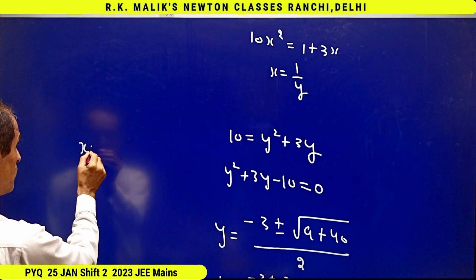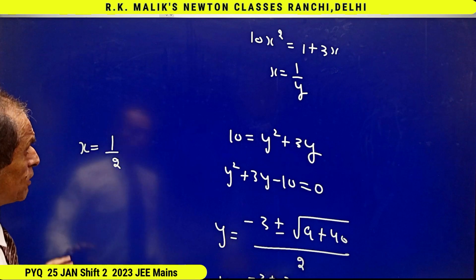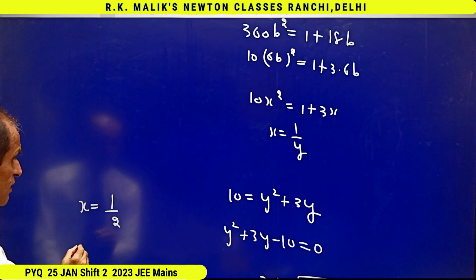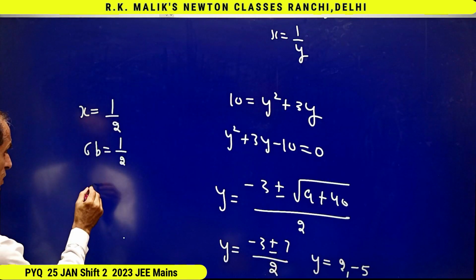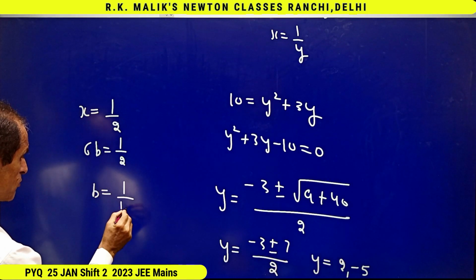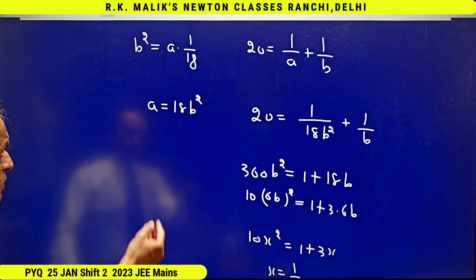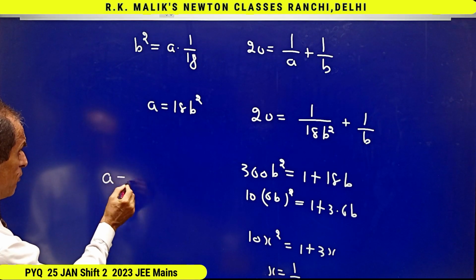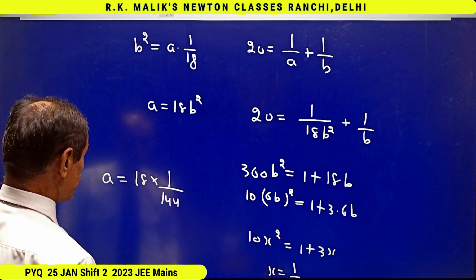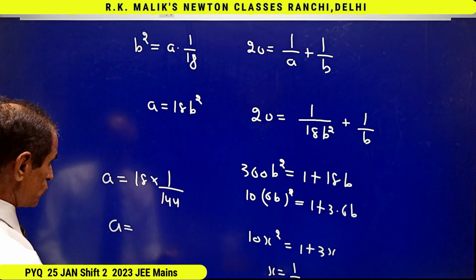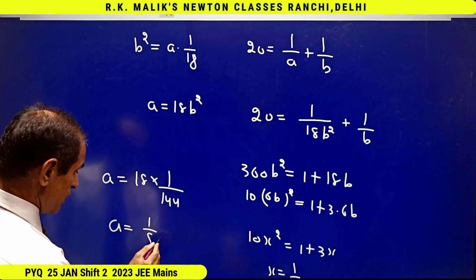Therefore the value of x will become 1 by 2. That is, I can say 6b equal to 1 by 2. That is, I will get the value of b as 1 by 12. And once b is known to me, a will be equal to 18 into 1 by 144. That is, a equal to 1 by 8.